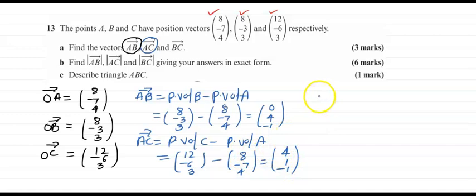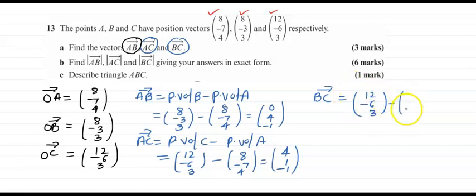Similarly, we can find BC. So position vector of C minus position vector of B. So it should be 12, minus 6 and 3, take away 8, minus 3 and 3. And 12 take away 8 is 4. And this is minus 3 and 0.